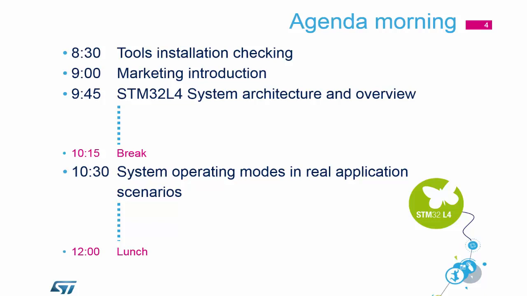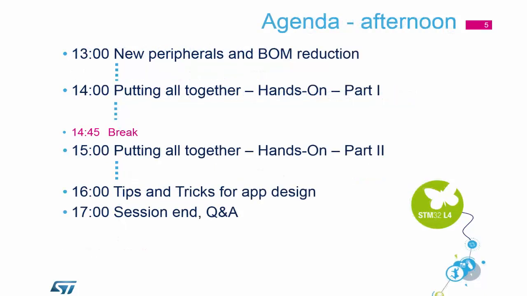Then after coffee, we'll go through the different operating modes. So we'll have a look at all the low power features that come with the STM32L based devices, so you can see all the stop modes, standby modes, things like that. After lunch, we'll cover all the new peripherals that we have on the STM32L4. And we'll also look at how these new peripherals can reduce the bill of materials for a typical type of project that we can use the STM32L4 in.